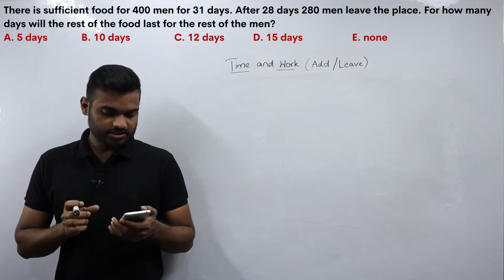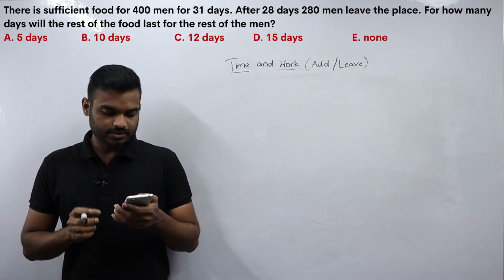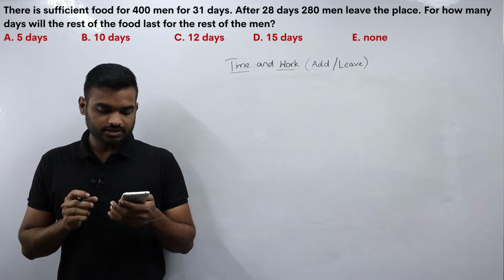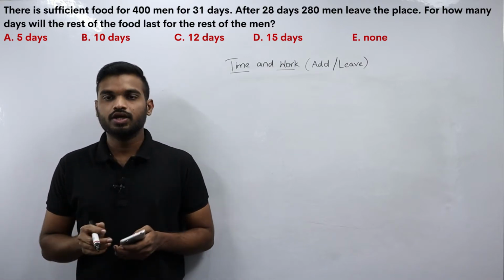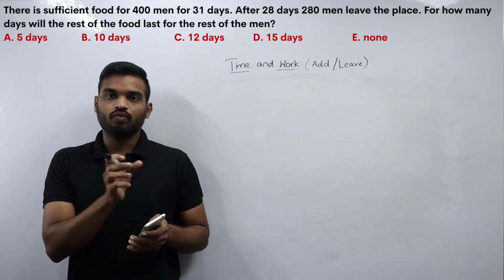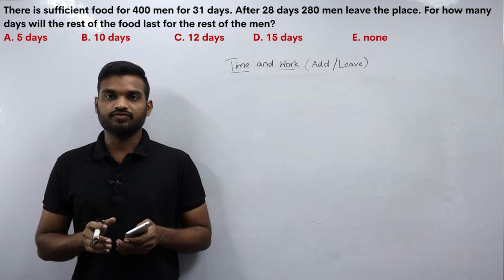They are saying that there is sufficient food for 400 men for 31 days. After 28 days, 280 men leave the place. For how many days will the rest of the food last for the rest of the men? So we need to find out the amount of food that is left over, and also the total time taken for the food to be completed by the rest of the men.